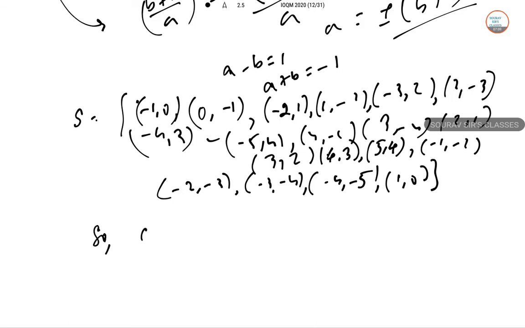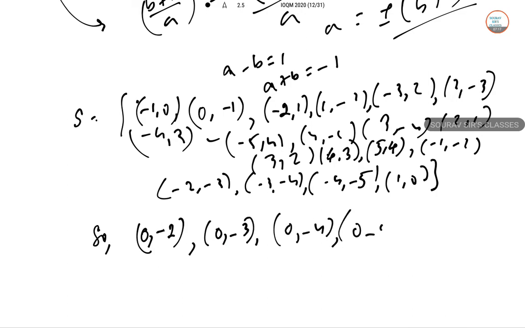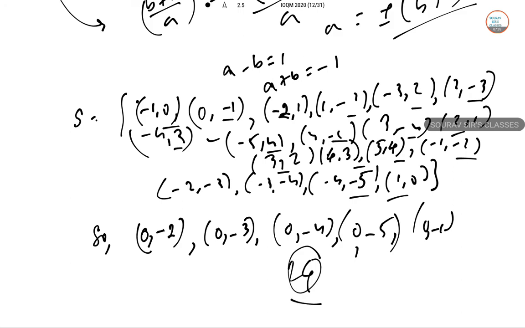So 0 minus 3, 0 minus 4, 0 minus 5, and 0 minus 6 are also solutions. So the total is 1, 2, 3, 4, 5, 6, 7, 8, 9, 10, 11, 12, 13, 14, 15, 16, 17, 18, 19 up to 23. So 24 possible solutions are in there.